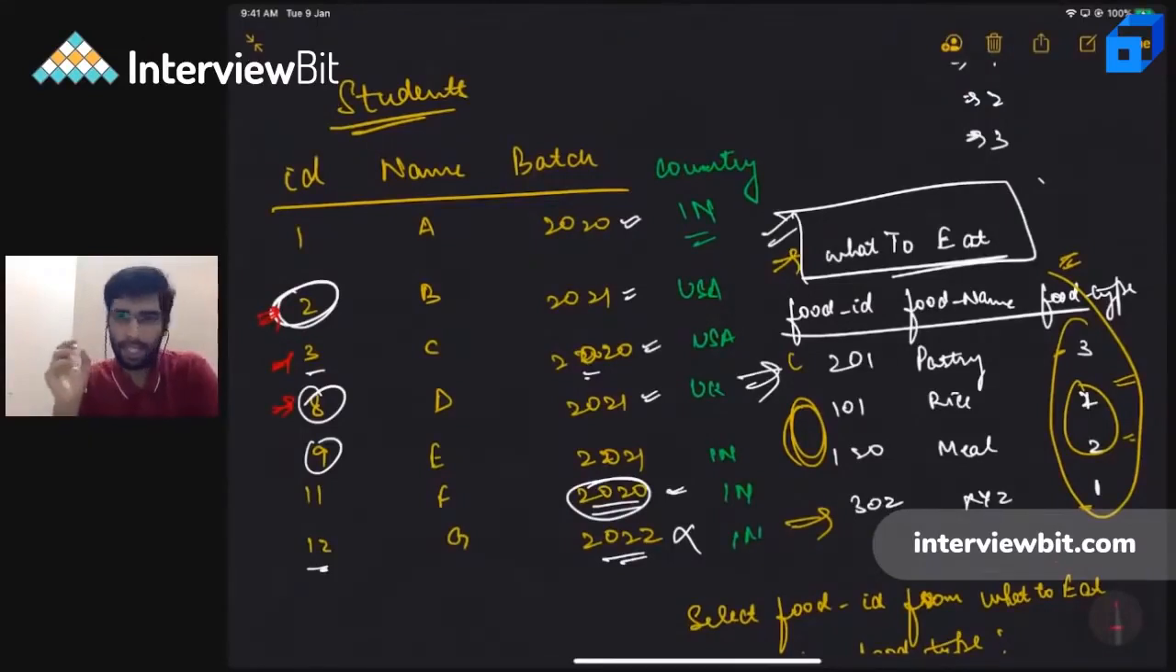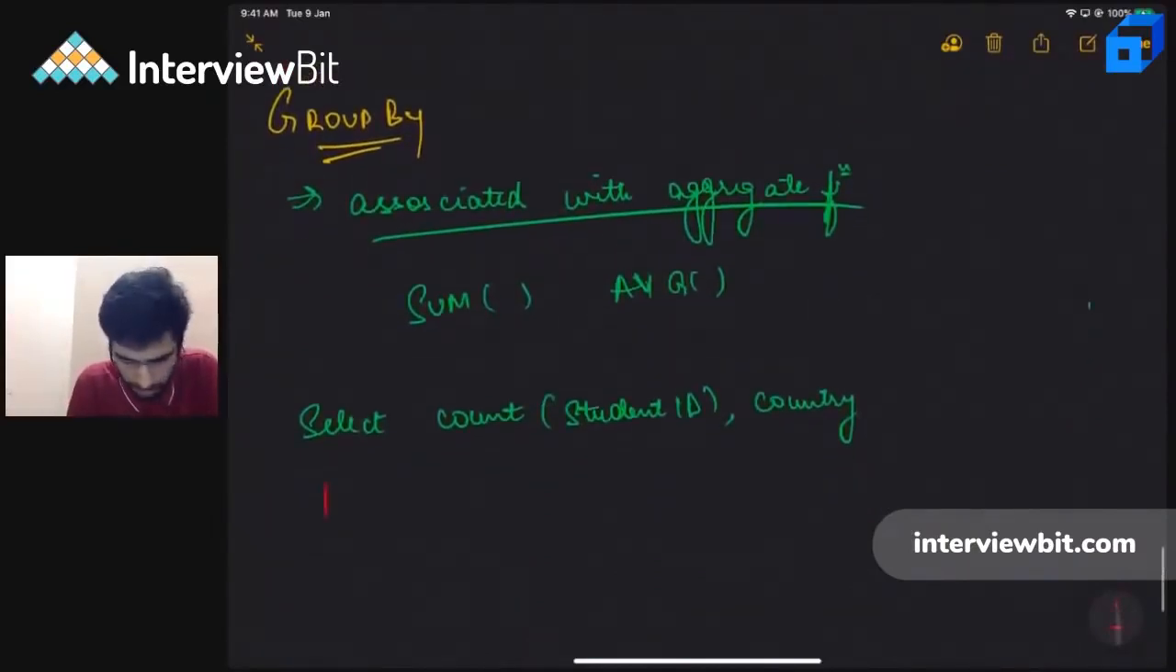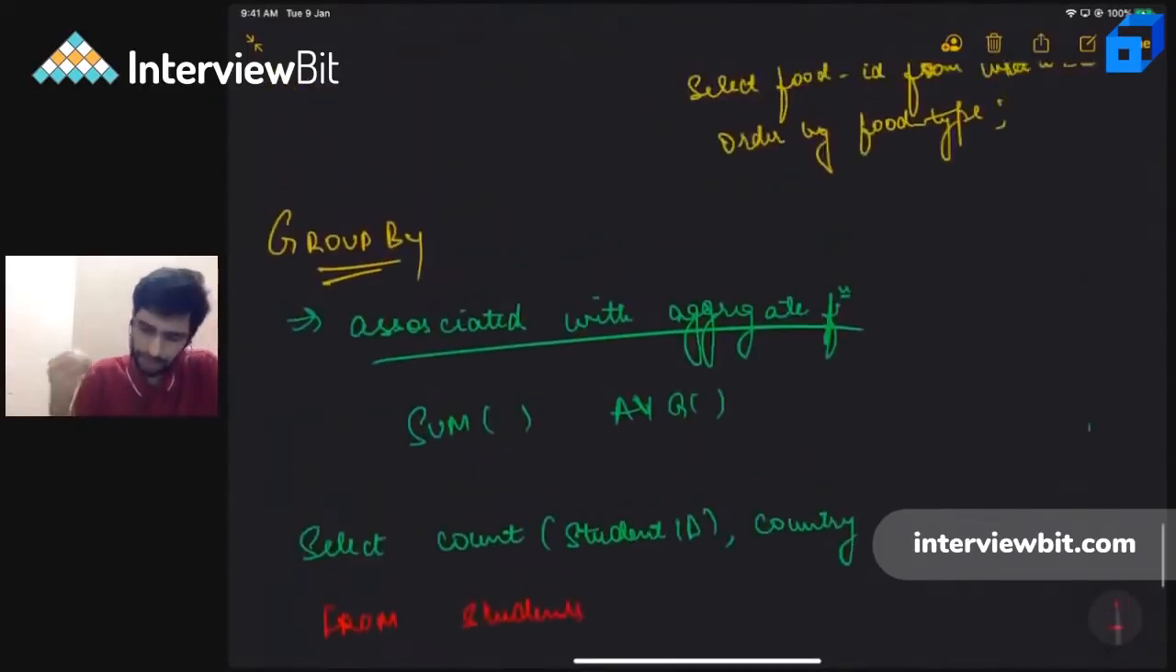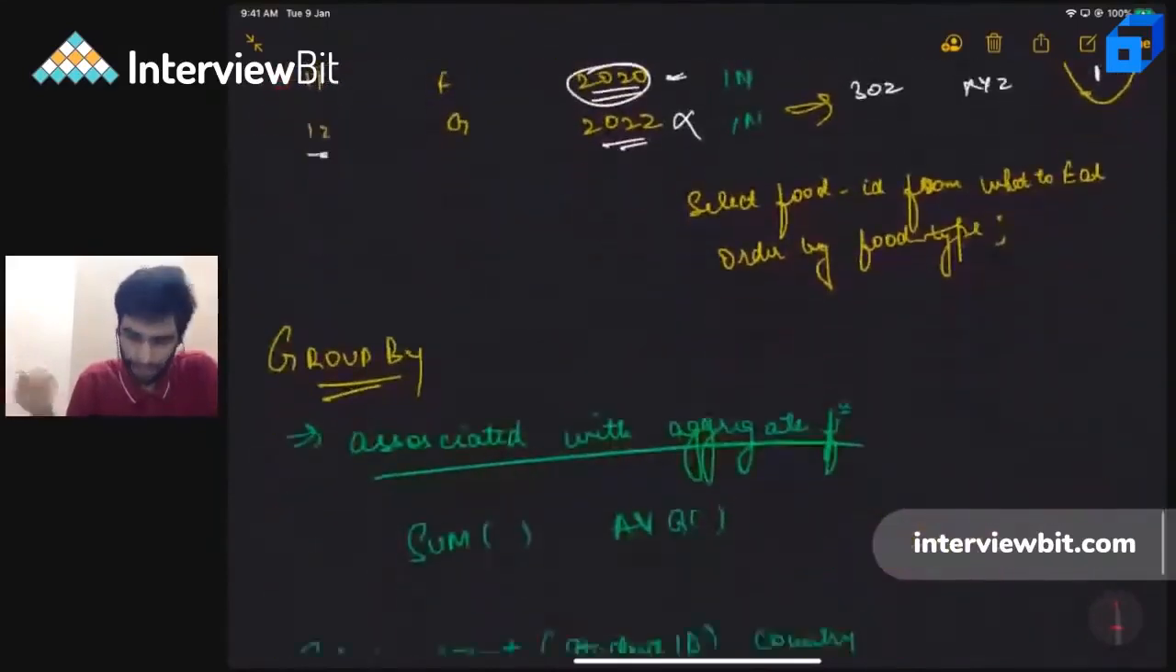Someone tells you that, hey, once you have filtered those students who don't have country India, please group all the students that had a country together, right? So group all the students who had country USA together, then group all the students who had country UK together, and so on. Okay, so how will you do that? You will say select count of student ID, comma, country from students, where country is not equal to IN, because IN is representing India.